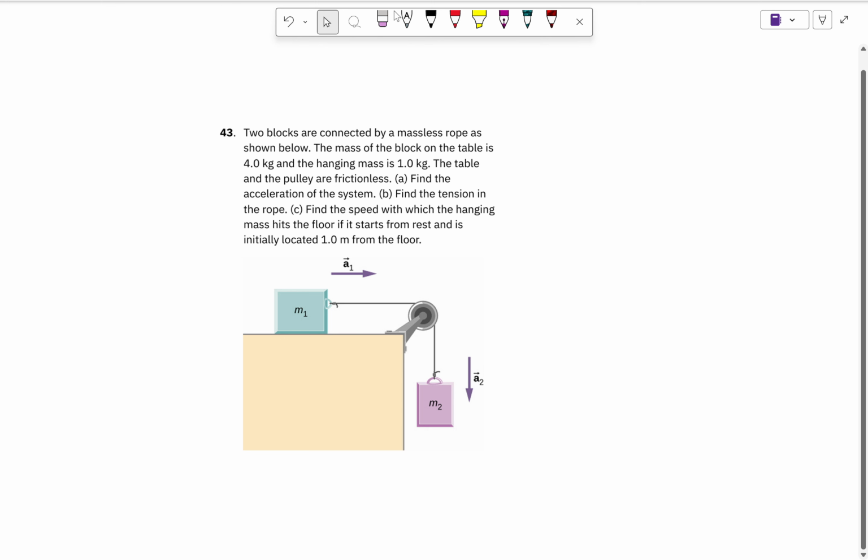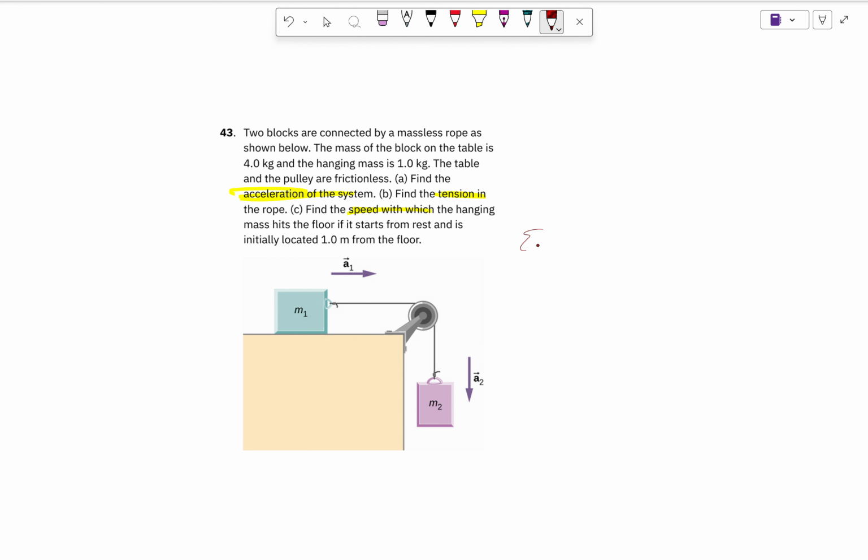This one's a little harder, but I know you guys can do it. It's pretty easy once you get the hang of it. The reason why it's hard is because there's a couple of questions. For example, the first one's acceleration, the second one's tension, and the third one's speed. So it's asking for three questions. But if you do one at a time, it should be easy. You know what I mean?